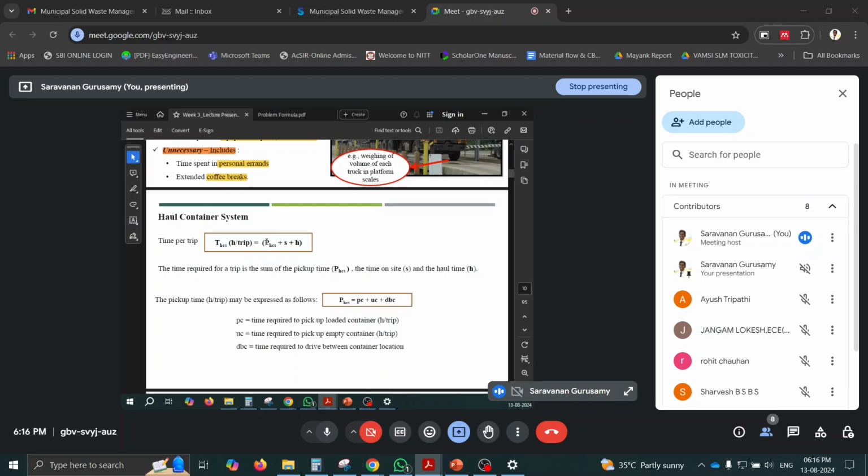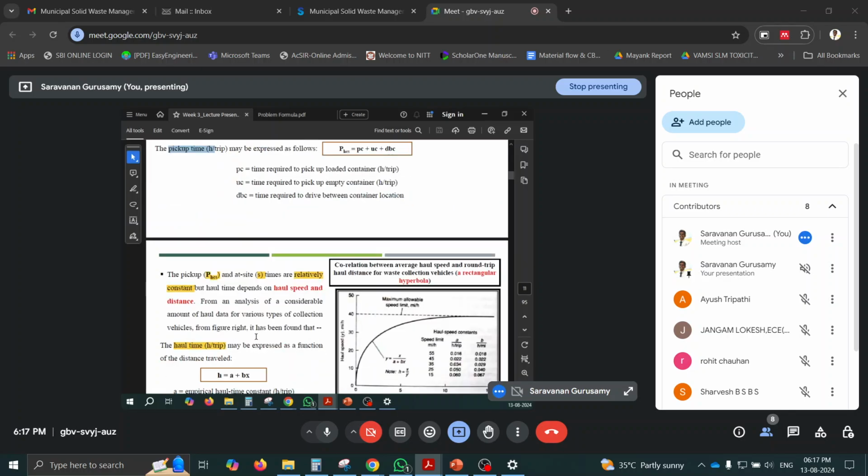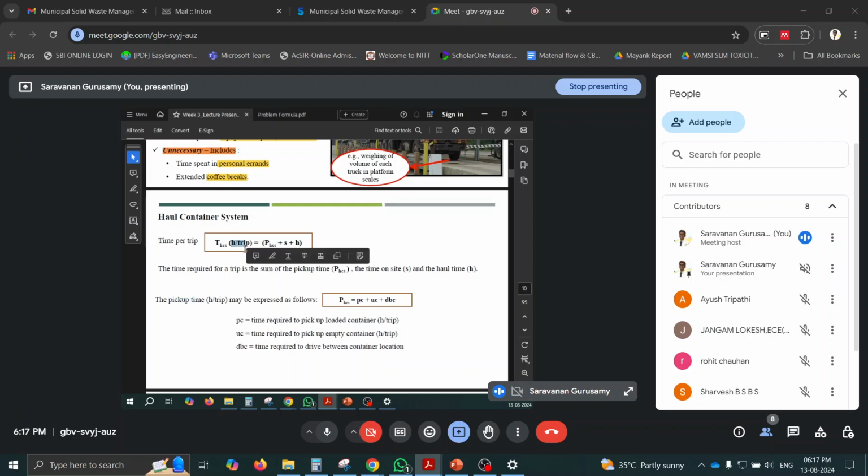Again, this P includes three components: pickup, unload, and time to travel between the stations, as I mentioned. These three add up to P_HCS. So even if you are asked to find the time per trip, you have to add P_HCS plus S plus H. In P_HCS, it is again the summation of three: time required to load, unload, and travel between the locations. These three added up give the pickup time. Everything is in terms of hours per trip.